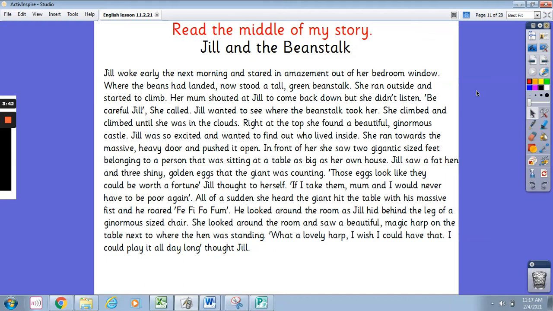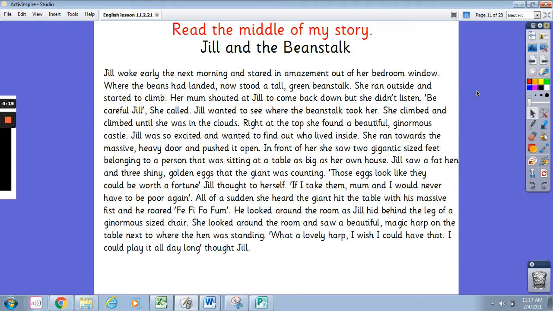Jill woke early the next morning and stared in amazement out of her bedroom window. Where the beans had landed now stood a tall green beanstalk. She ran outside and started to climb. Her mother shouted at Jill to come back down, but she didn't listen. "Be careful, Jill," she called. Jill wanted to see where the beanstalk took her. She climbed and climbed until she was in the clouds. Right at the top, she found a beautiful, ginormous castle. Jill was so excited and wanted to find out who lived inside. She ran towards the massive, heavy door and pushed it open.